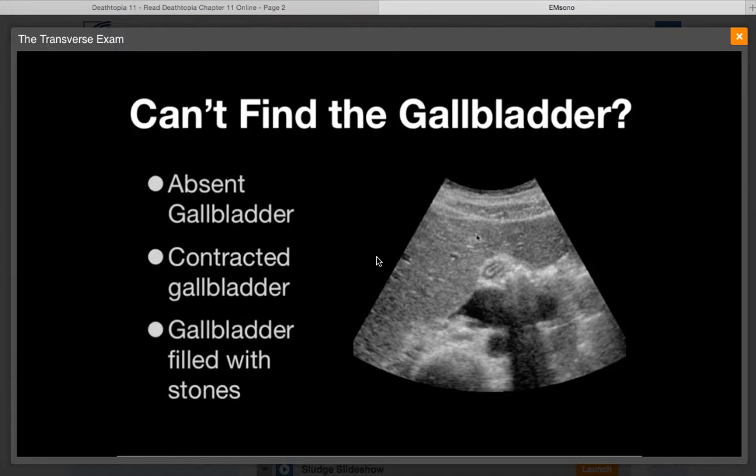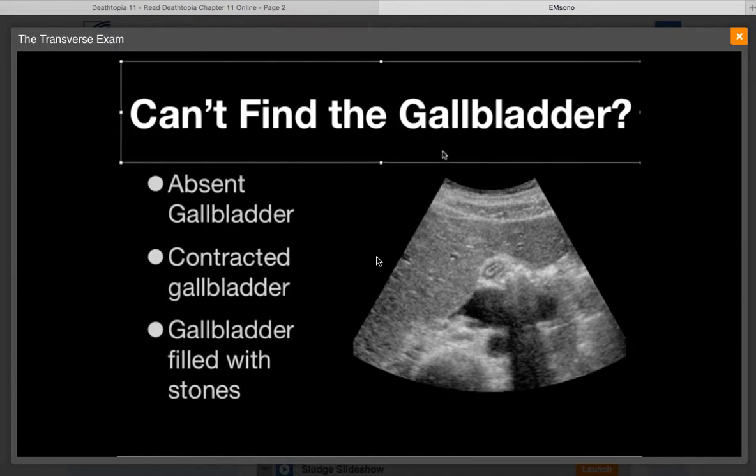However, like on this image here, you've got a transverse image. You are seeing the liver, but the question is, why are you not seeing the gallbladder, or why are you not recognizing the gallbladder? Again, it may be because the gallbladder is absent, either surgically or congenitally. The gallbladder may be contracted due to a recent meal, or the gallbladder may be filled with stones. In this case right here, you are seeing a transverse view of the gallbladder. You can see its wall right here. Here's its lumen, but this is a contracted gallbladder in a patient who has just recently eaten.